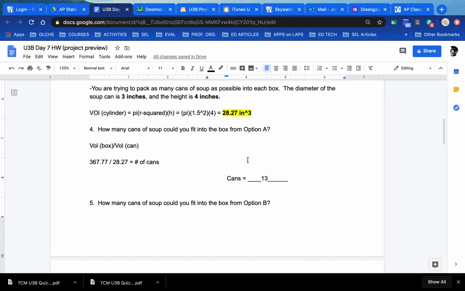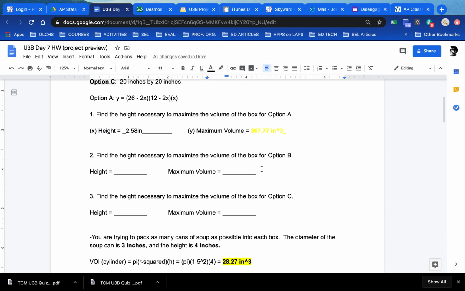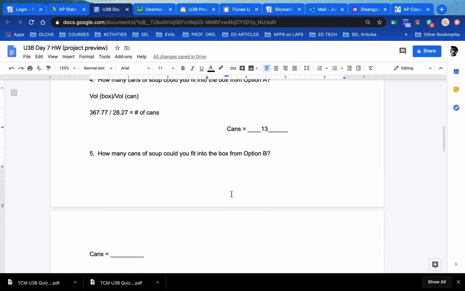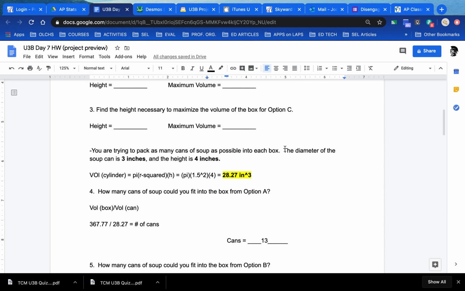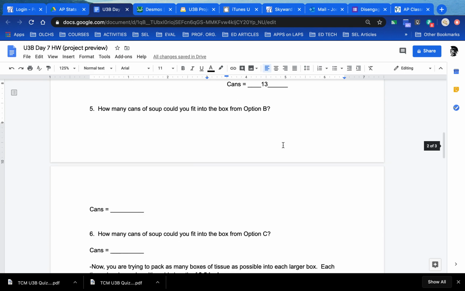Now, you would do the same thing for the next two questions. So whatever you found as your answer for volume for option B, you would do that number divided by 28.27. And whatever you find for option C, that number divided by 28.27 for number 6.